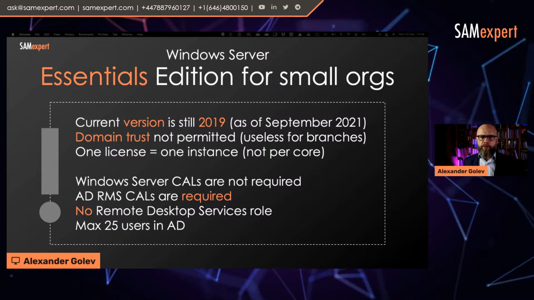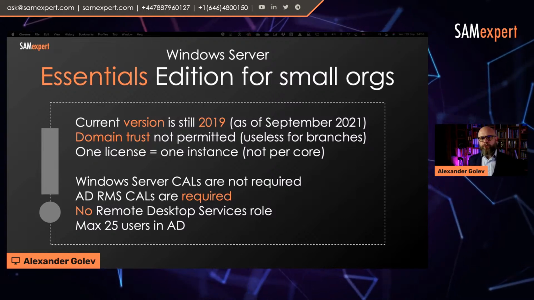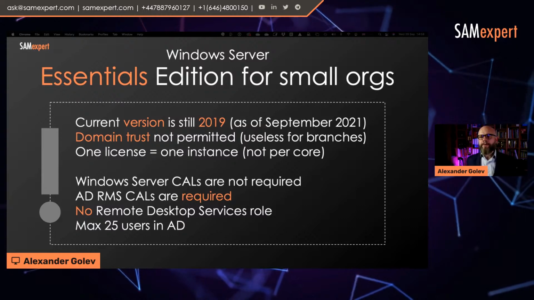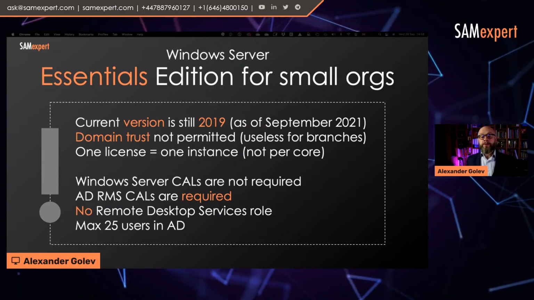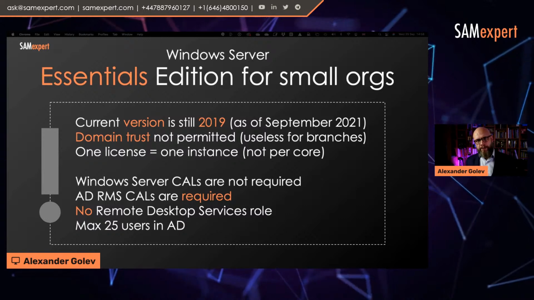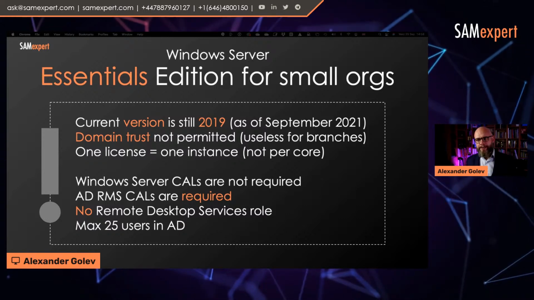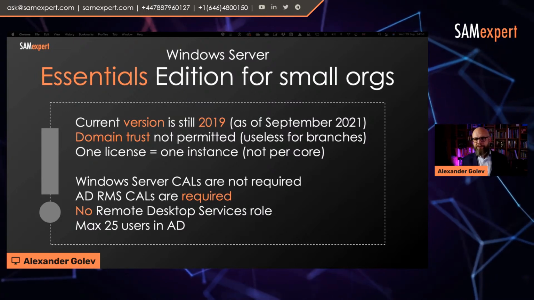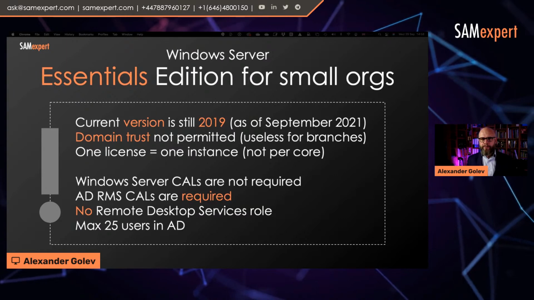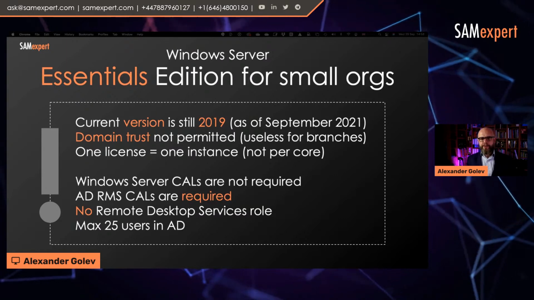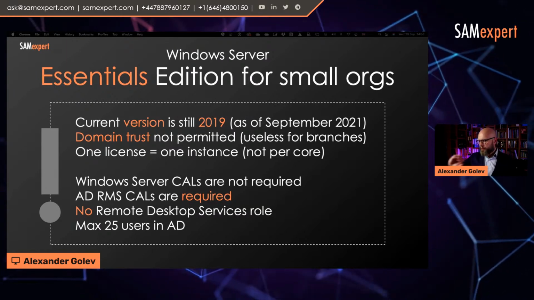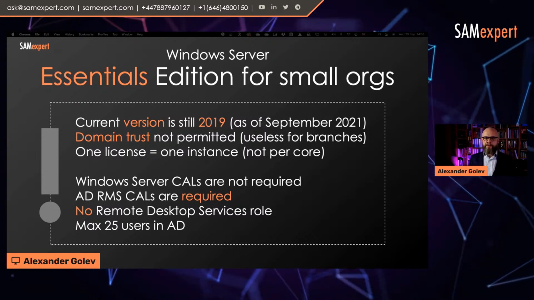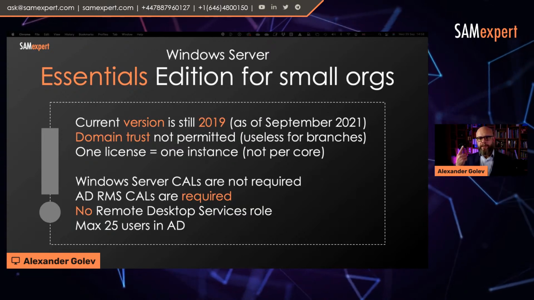So there are no remote desktop CALs. Windows Server CALs are not required in Essential Edition, but RMS CALs, Rights Management Services CALs, are required. On one hand it's simplified licensing, on the other hand it's a bit complicated. But to be honest, I've never seen in my entire career anybody needing RMS CALs on an Essential Edition. Usually they just drop it in there. It's a small company, 15 people in it. You don't need CALs. It just works, one license.